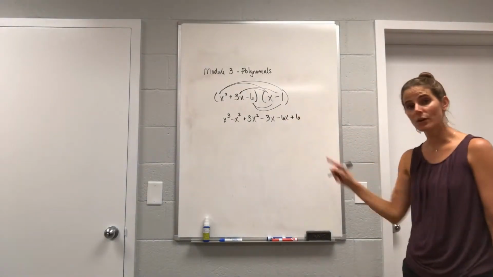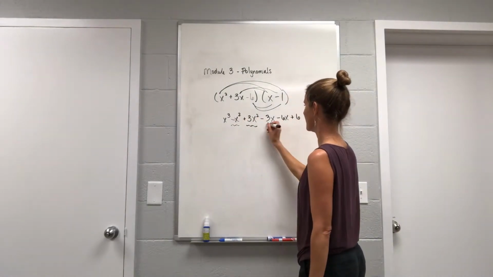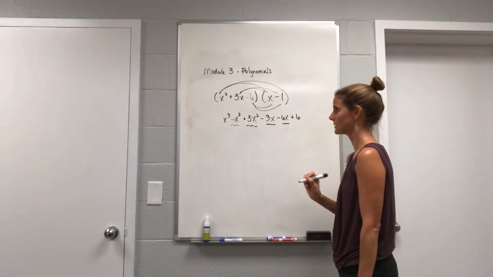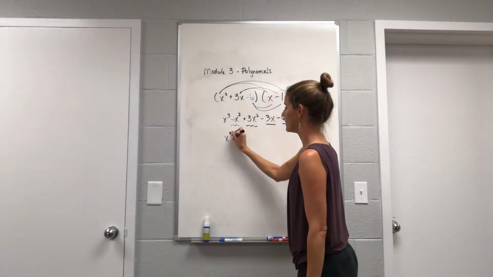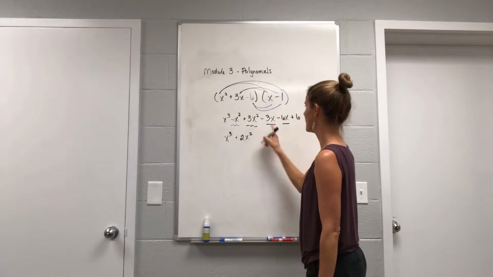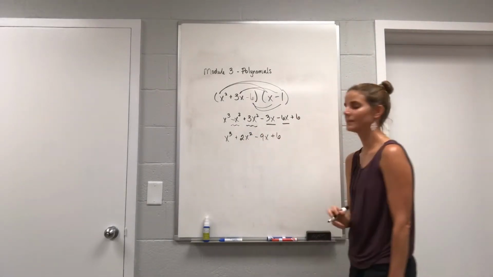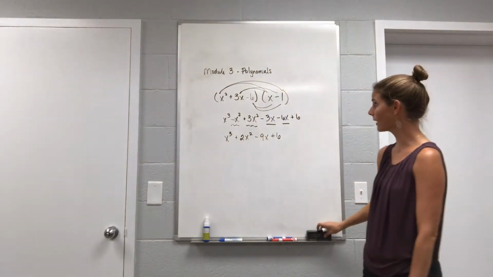I do have some like terms that I can combine at this point. So I have the negative x squared and the 3x squared, and then I have this negative 3x and the negative 6x. So I'll bring down the x cubed. Combining these will give me a positive 2x squared. Combining these will give me a negative 9x, and then just bring down that 6. And that's it.